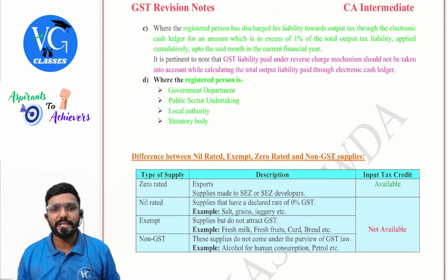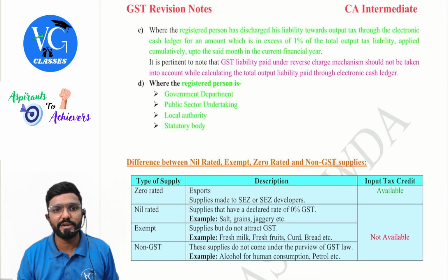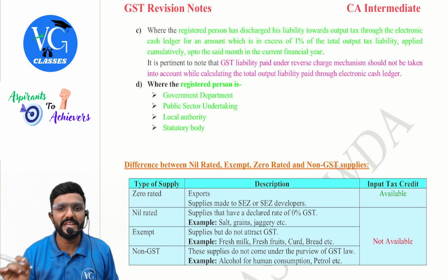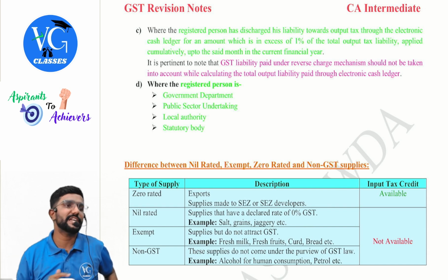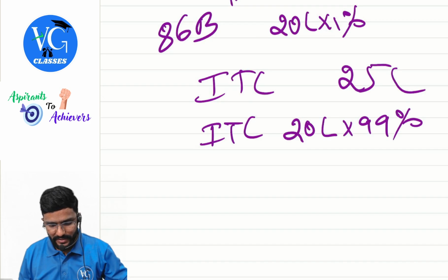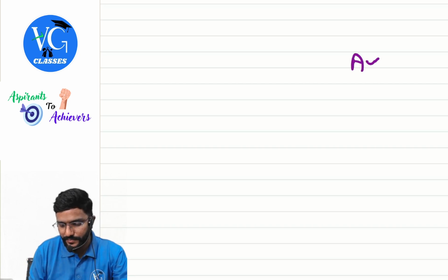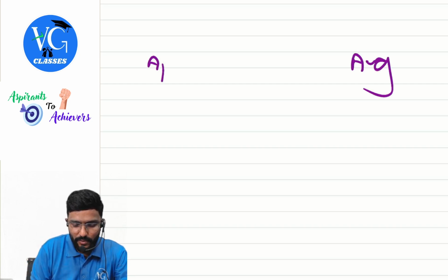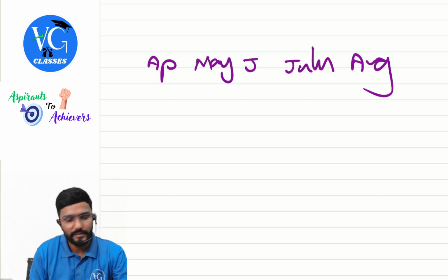Next, where the registered person has discharged his liability towards output tax through electronic cash ledger for an amount which is in excess of 1% of output tax liability applied cumulatively up to the said month in the current financial year. Guys, it is like this. Now listen, we are in August. So from the beginning, how many months are over? April, May, June, July. Clear?